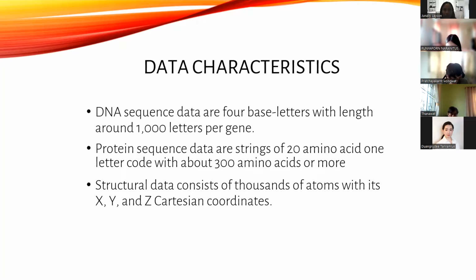So the types of bioinformatics data: normally for the DNA sequence, there are 4 base letters, A, T, C, G, with a length of around 1,000 letters per gene. This is when we talk about the DNA that encodes a certain protein function, but for genomic analysis, there will be millions of data like that. But we want to know it at the molecular biology level, where we start from cloning the DNA up to the protein. Protein sequence data are strings of amino acids, 20 of them, and it's around 300 amino acids or more.